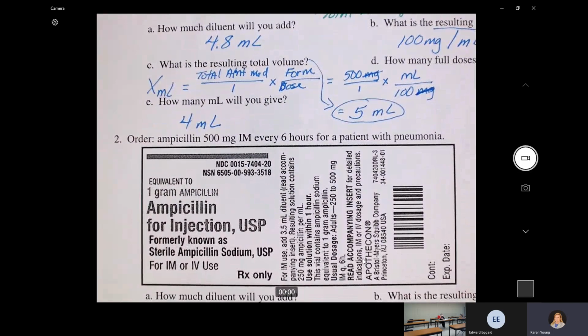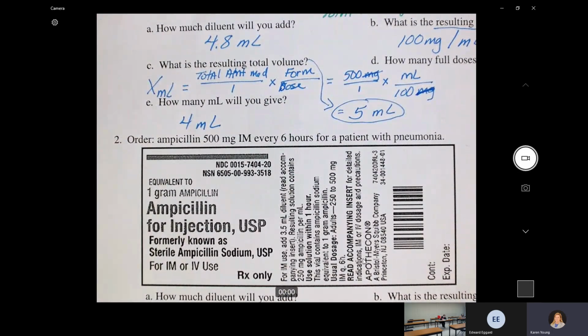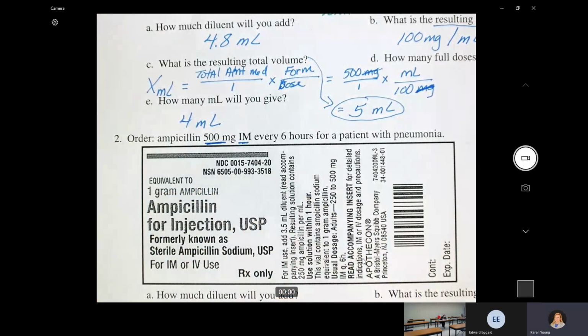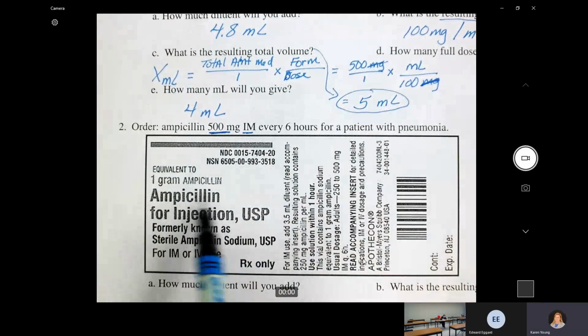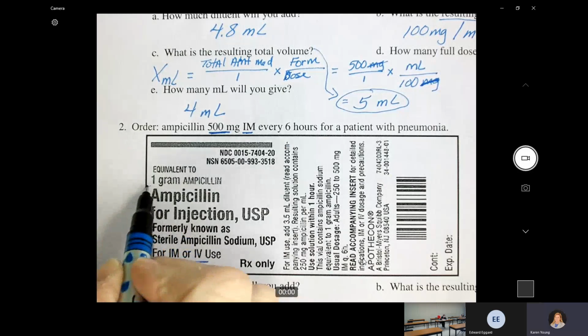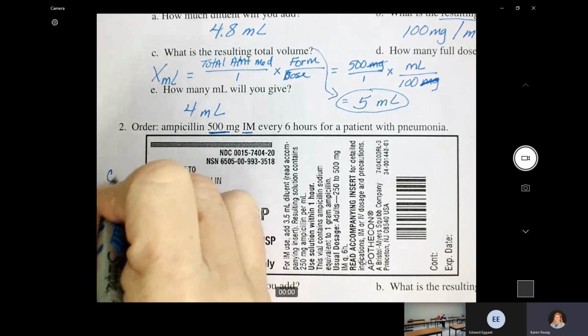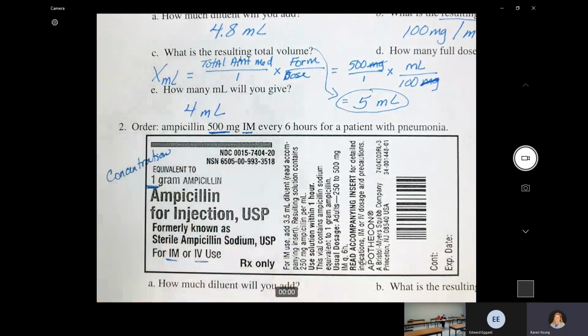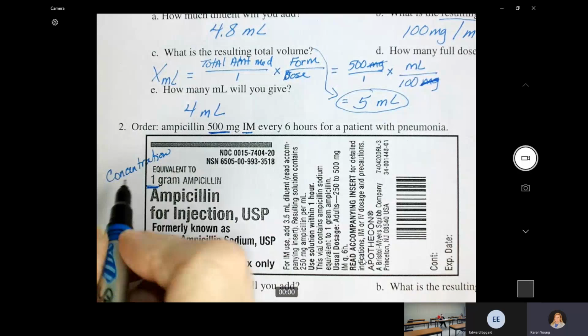The order is ampicillin, 500 milligrams IM every 6 hours for a patient with pneumonia. So my order is the 500 milligrams IM. All right, I've got to check my label. It's an ampicillin for injections. It's for IM or IV use, so we're good. It's equivalent to 1 gram of ampicillin. So again, this is my concentration out here, or my total medication, whatever you want to call it. That's the 1 gram.